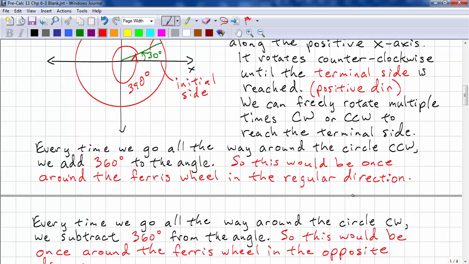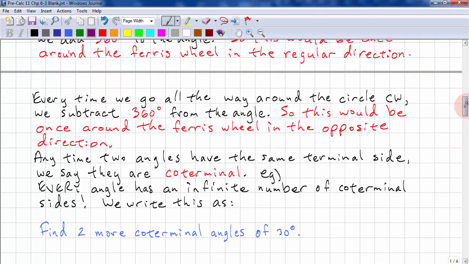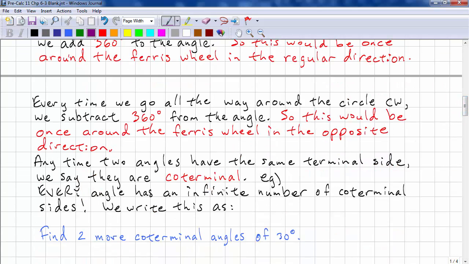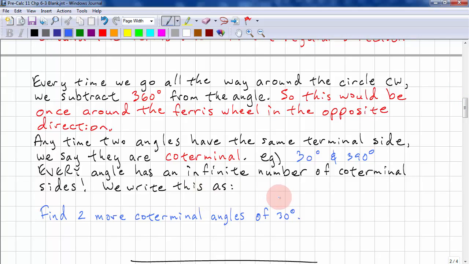Now, every time we go clockwise, we subtract 360 degrees. So if we were to go from here to here, this standard position angle would be minus 330 degrees. And anytime two angles have the same terminal arm, then we say they are coterminal. So, for example, 30 degrees and 390 degrees are coterminal. And every angle has an infinite number of coterminal angles.